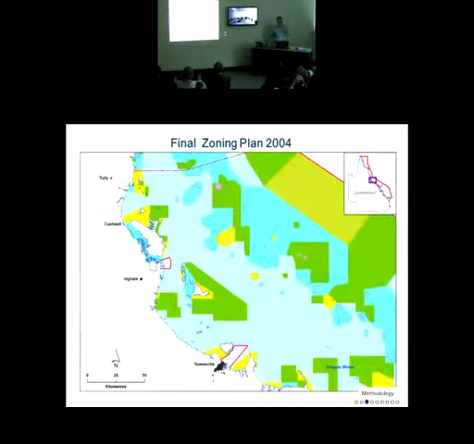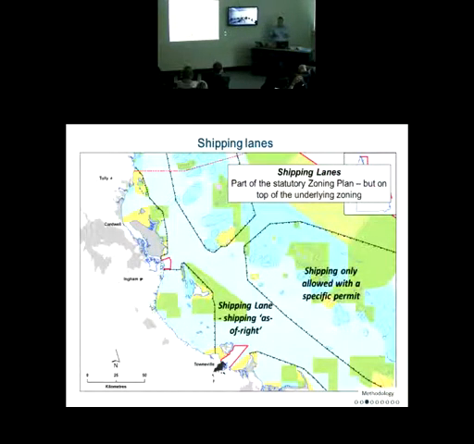If I can just show you that by illustrating. This is the zoning plan offshore Townsville. That's the one that's now currently in law. If I overlay on top of that zoning plan, for example, the shipping lanes, which again, these are in law, they're a statutory part of the zoning plan, they sit on top of the underlying zoning.